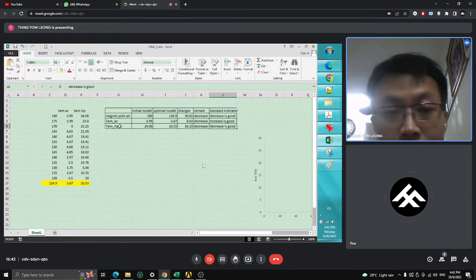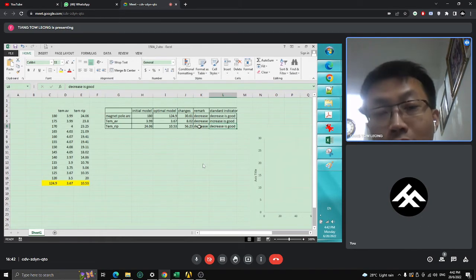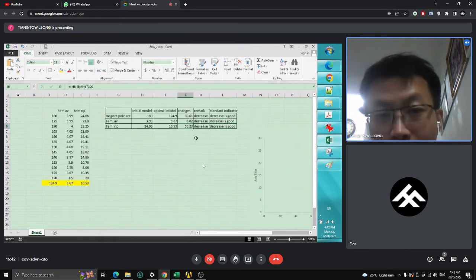Okay, so decreasing the ripple is good for us. And now it is decreased about 56%, which is a very huge decrement. So this is very good.